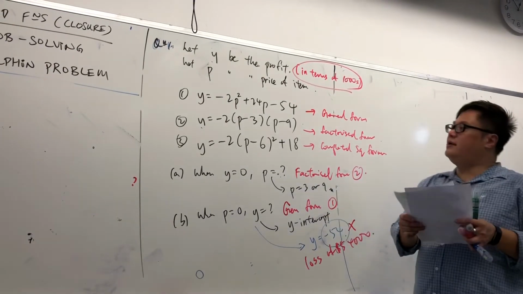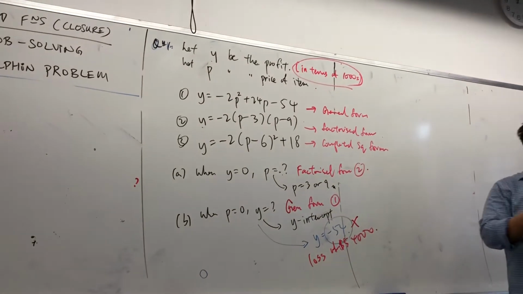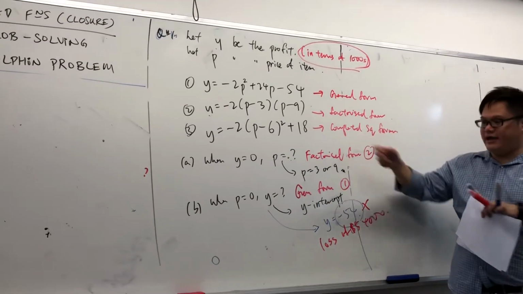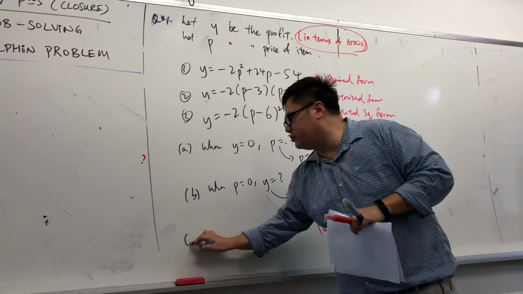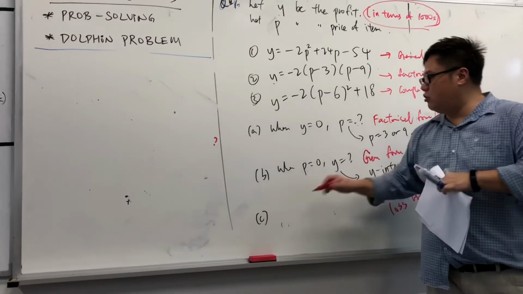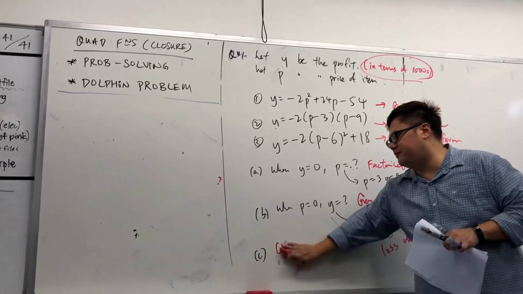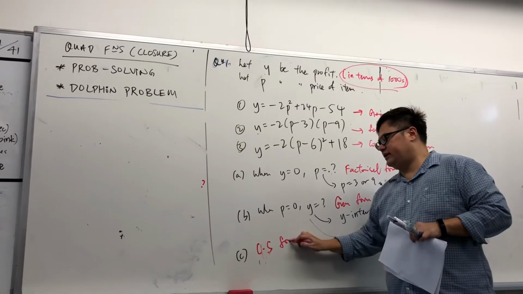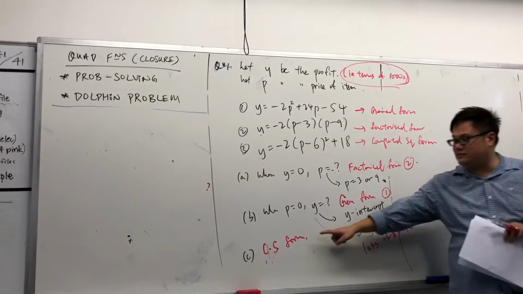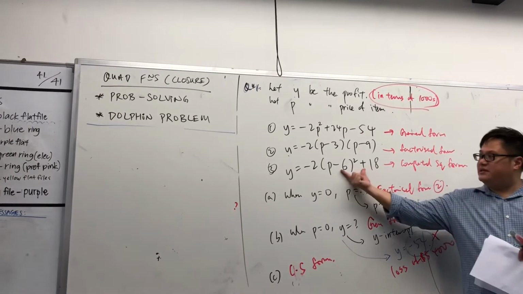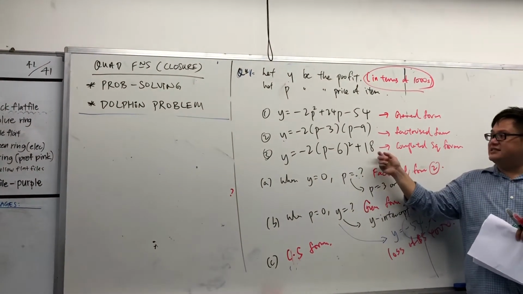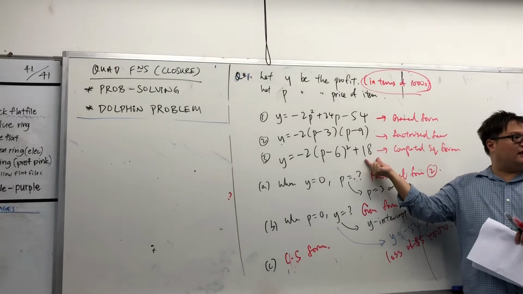So the last one, which form will you use to find the maximum profit? Which form will you use? The last one, for part C, which form will you use? I will choose the last one, the completed square form, the CS form. Why the CS form? I'm sure Crystal also came up with the CS form, right? Because from here you can already determine the maximum value or minimum value. In this case, it's a maximum value of $18,000.